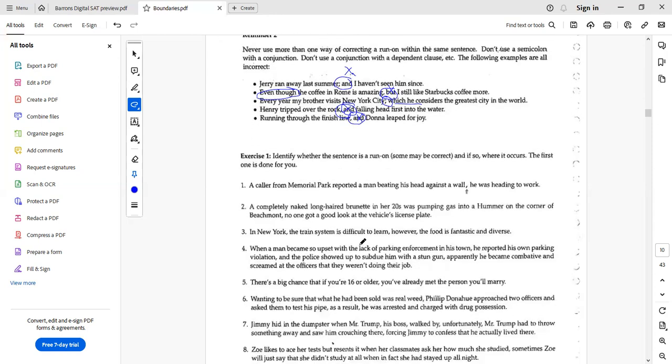Now, let's go to work. Identify whether the sentence is a run-on, meaning two independent clauses that come after each other without anything between them, and if so, where it occurs. The first one is done for you. A caller from Memorial Park reported a man beating his head against a wall. He was heading to work. Independent, between them, a comma is wrong. This is a run-on.